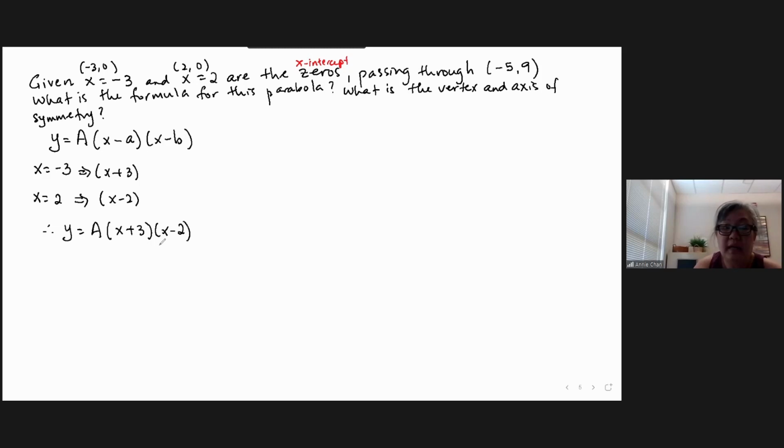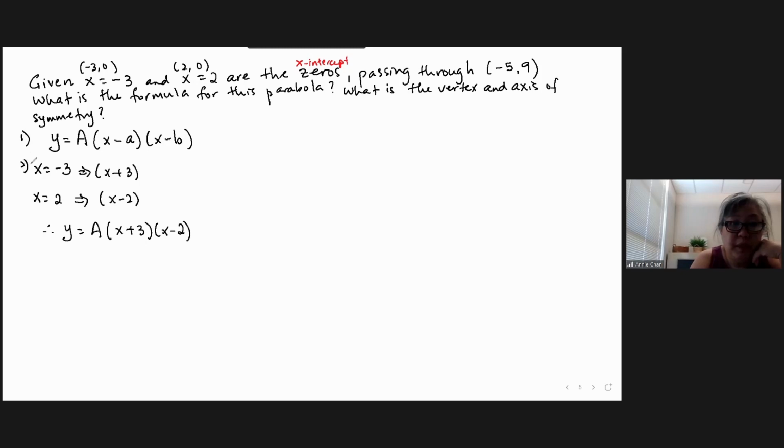But I'm not done. I have to write this a because I don't know how wide it's going to open. That's the reason why they give us a point it's passing through. So this point, if I substitute it into this equation, will help me find a. So that's the first thing you need to do: write the general equation.